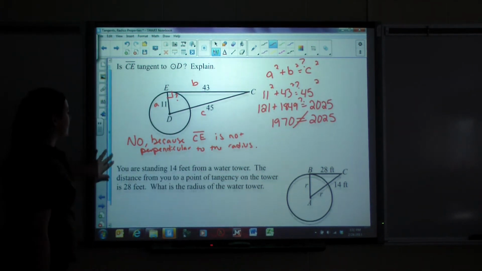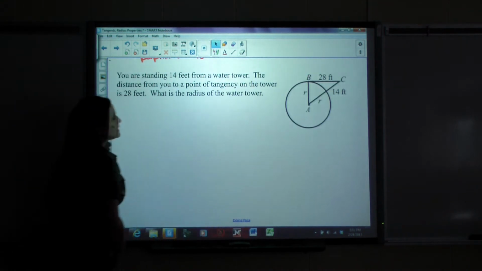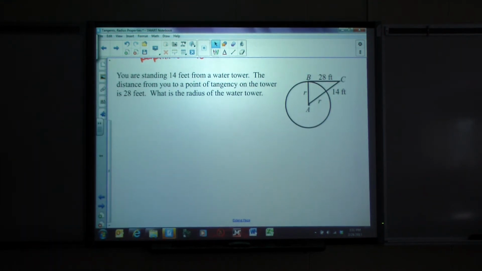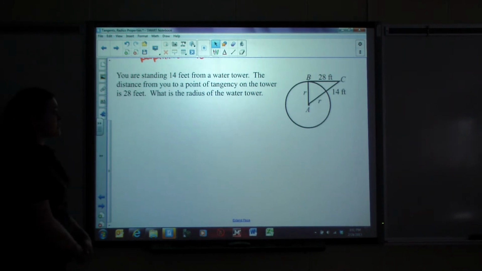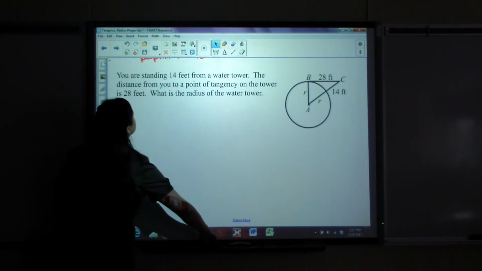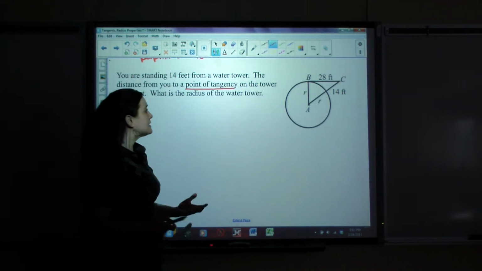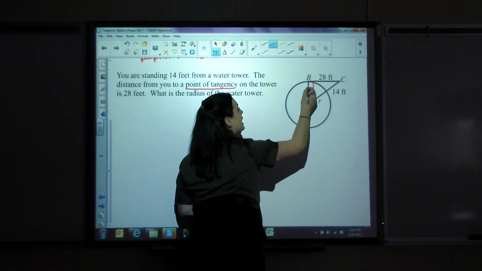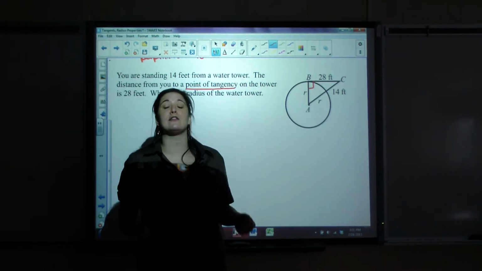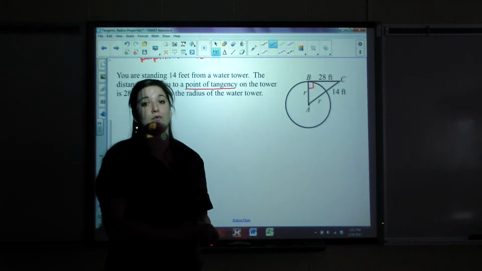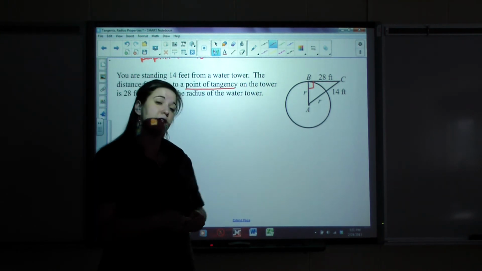Okay, so let's try another one. This word problem says that you are standing 14 feet from a water tower. The distance from you to a point of tangency on the tower is 28 feet. What is the radius of the tower? Notice it did say point of tangency. When they give us that information, this time it's like the theorem where we are given the right angle. We know that it's true this time because it's a point of tangency.